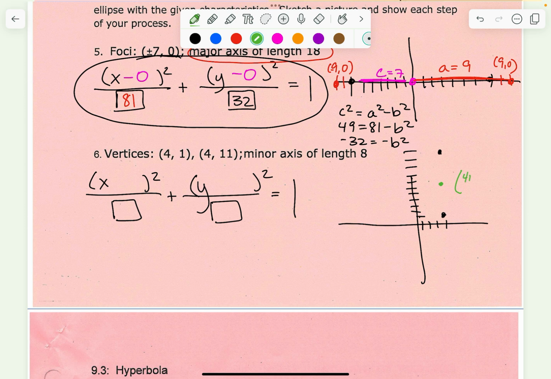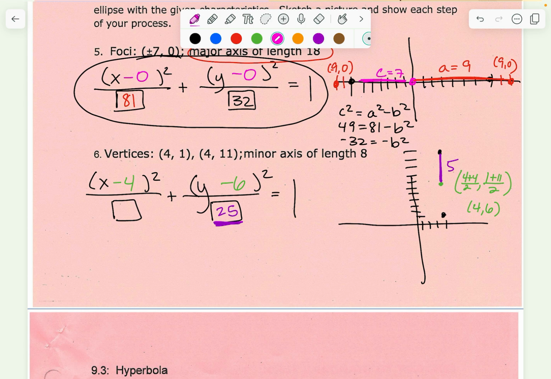So average the x's and average the y's. So that is going to be 4, 6. That also tells us what. So this is an up, down, right? So this number squared is going to go under the y fraction. So what is that? Okay, 6 to 11 is 5, so that's going to be a 25.